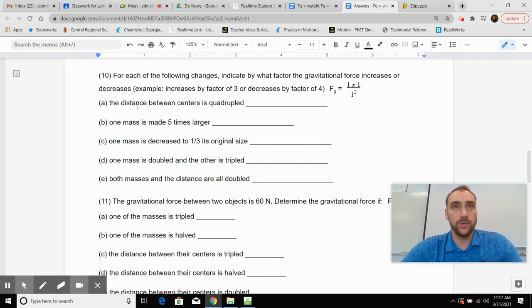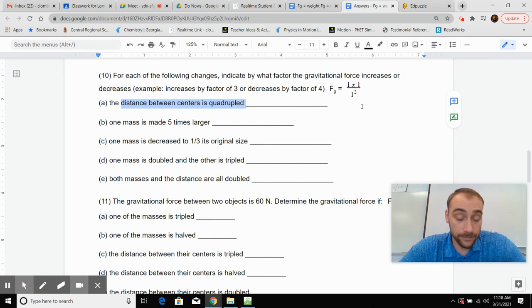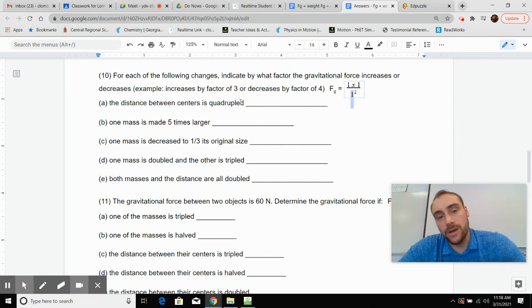Earlier in the day, I was looking through other kids' Google Docs as they were doing this on their own while we were working on it. A couple people wound up getting this wrong, so I wanted to harp on this. When the distance is quadrupled, where is distance in the equation? Top or bottom? Bottom. Yep, it's on the bottom. So what you do to that, you have to square it, and that is going to greatly affect what is up top. Now, they didn't tell us anything about the masses, so M1, M2 don't change.